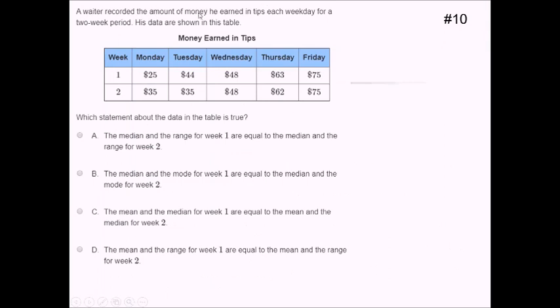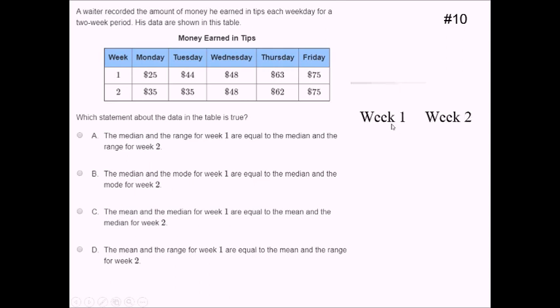On this problem, we have a waiter recording the amount of money he earns in tips each weekday in this table. Which statement about the data is true? So they're asking about the median, the range, the mode, the mean, basically pretty much everything you could possibly want to ask about for a data set. So we're going to find all of those things, put them in a table, and then we'll be able to compare them. So this is kind of a longer multiple choice question. We're in it for the long haul here. So let me set up a table.